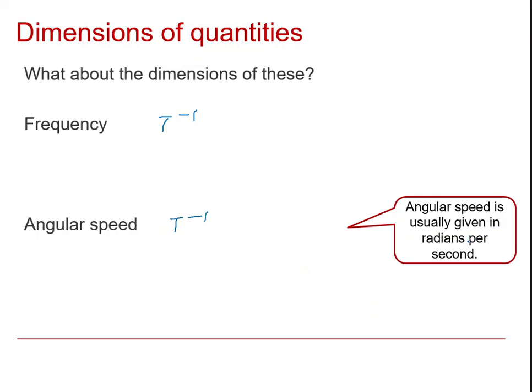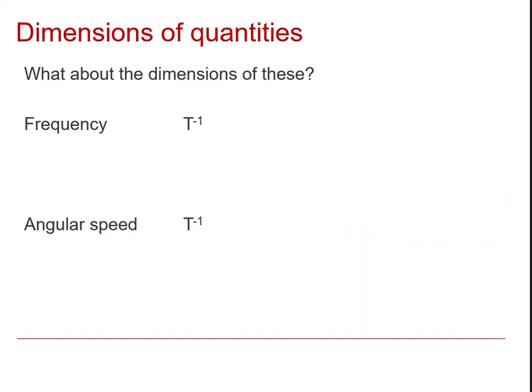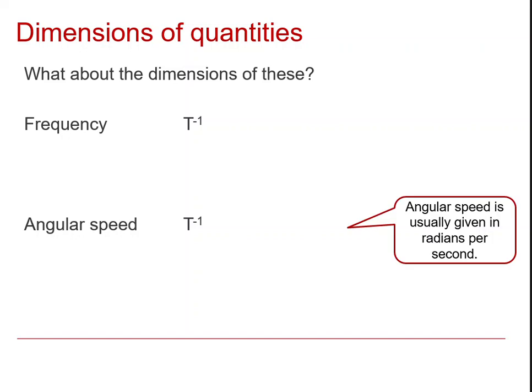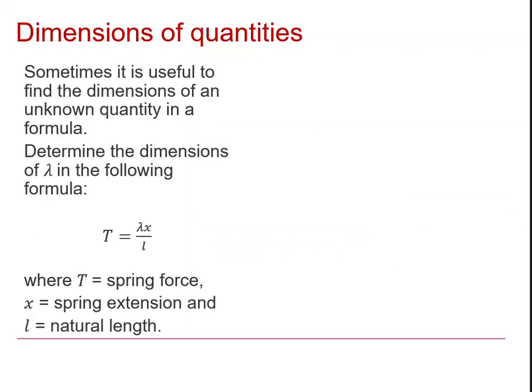Now notice that angular speed is usually measured in radians per second. There's no reason in principle why it shouldn't be degrees per second, but it's usually radians per second, and that's because we're entering more deeply into the area of mathematics and calculus where we use the unit which is most appropriate, and that turns out to be the radian. Okay, there are our answers to those two questions, T to the minus 1. Now let's look at a more interesting question.